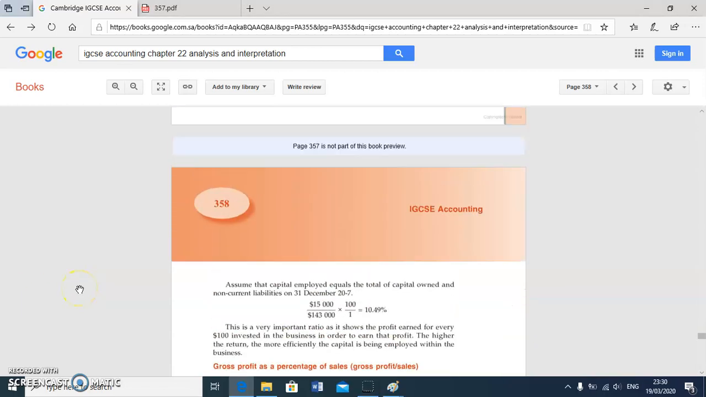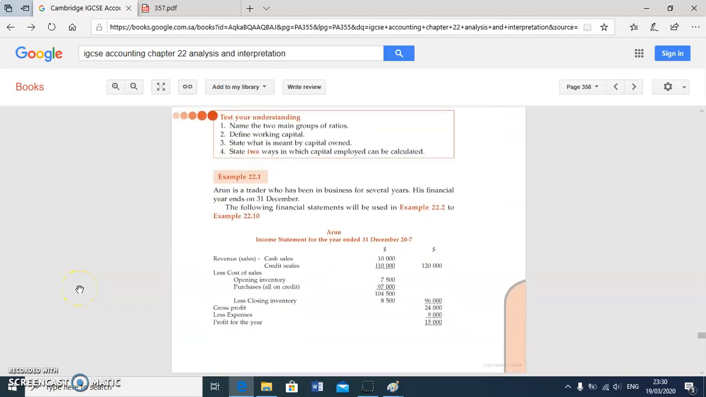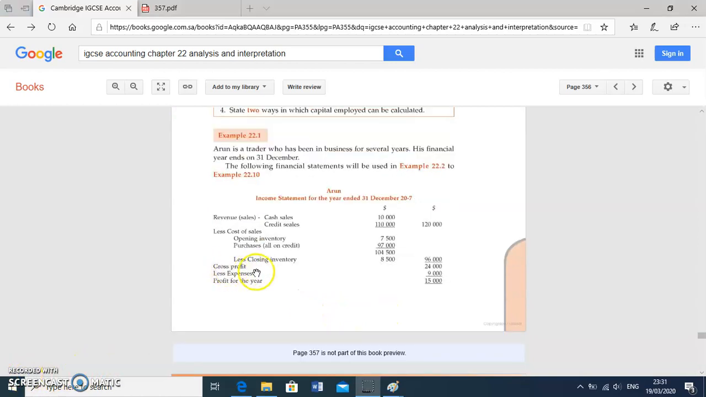So let's go back to the income statement. Here is the gross profit, the 8,500, and here is the sales, the $10,000. In the other example, the gross profit is the $24,000, and here the sales is the total of the cash sales and the credit sales, which is the 120,000.